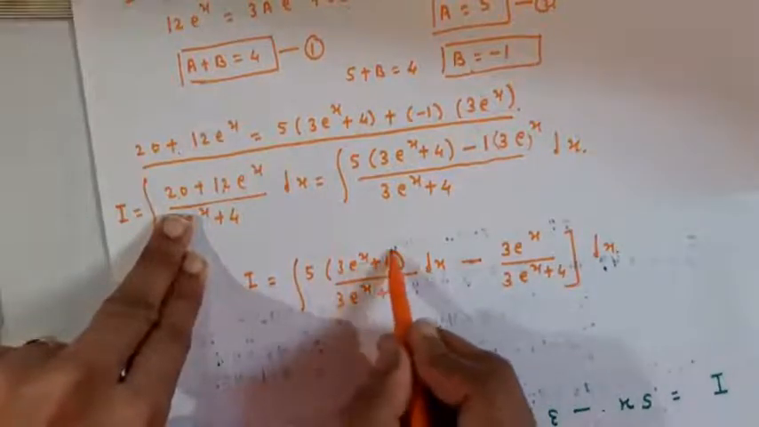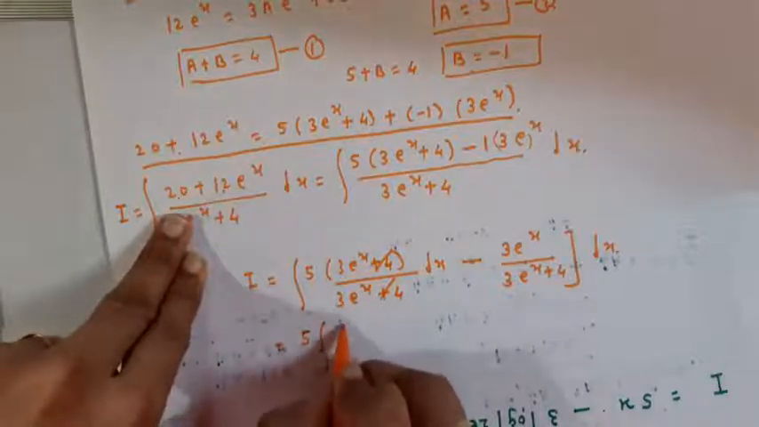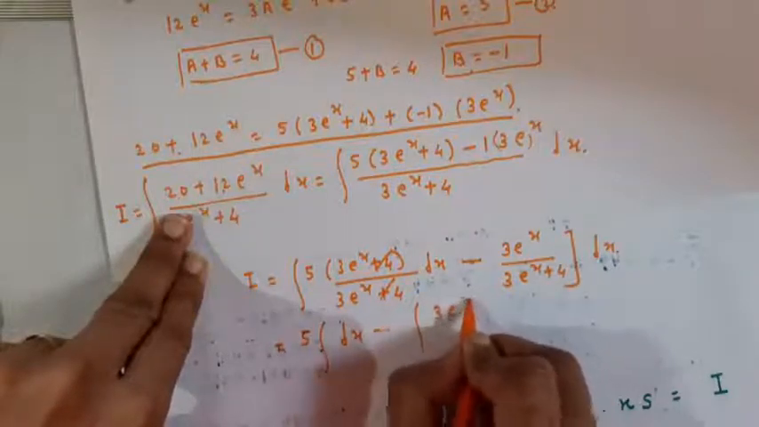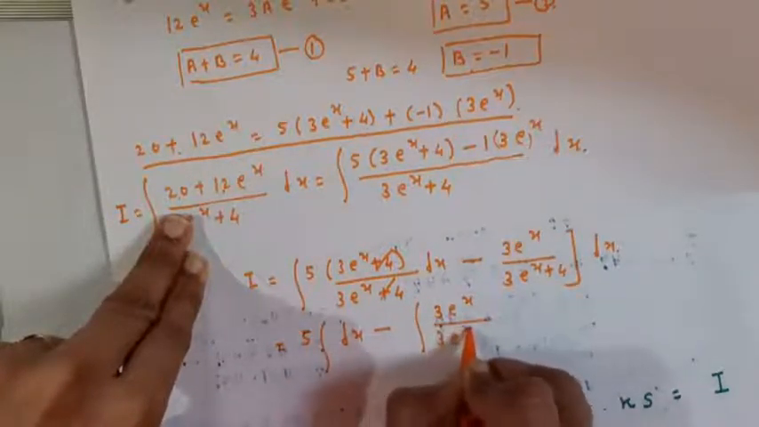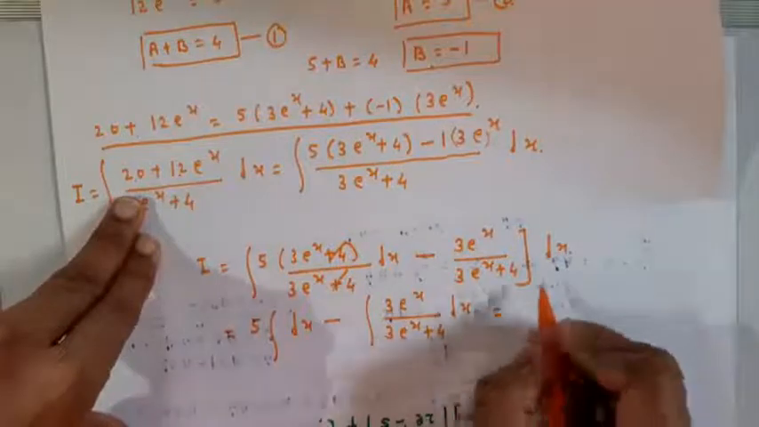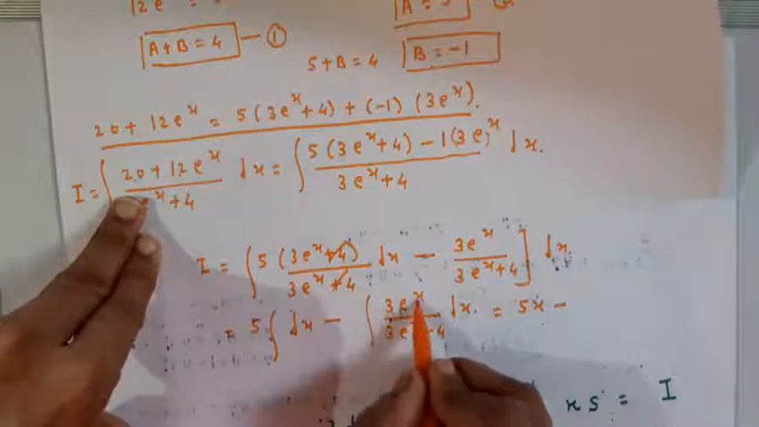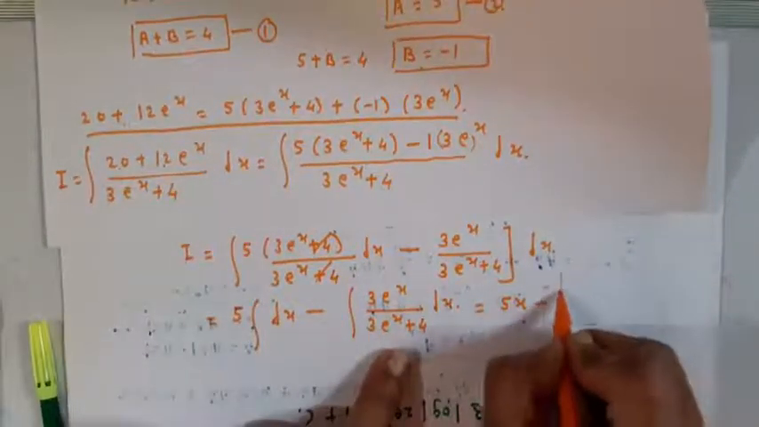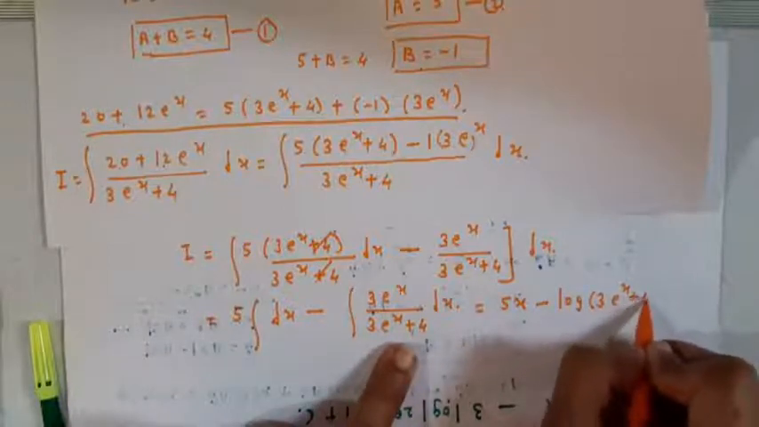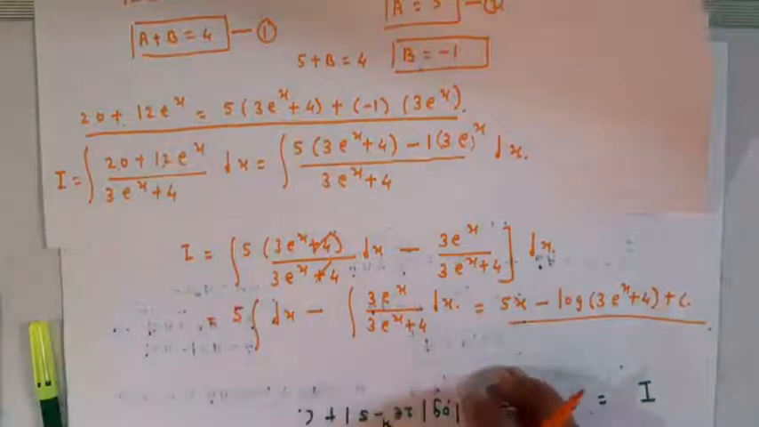And now the term gets cancelled and this is equal to 5, a constant, integration with respect to x, minus 3 e raised to x upon 3 e raised to x plus 4 with respect to x. Hence the integration is 5x minus, this is of the form f dash of x upon f of x, that is log of 3 e raised to x plus 4 plus constant of integration c, and this is the answer for our problem.